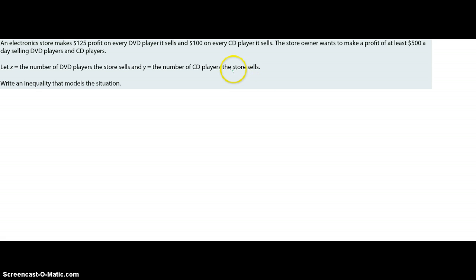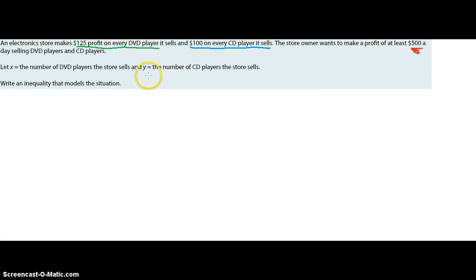But this guy sells CD players and DVD players, and it tells us that he makes $125 of profit on every DVD player that he sells. So that's important. Let's underline that in green. And then over here in blue, we're going to underline this fact, that he makes $100 every time he sells a CD player. And maybe in order to make rent or meet his financial goals, this owner wants to make a profit of at least $500 every day.